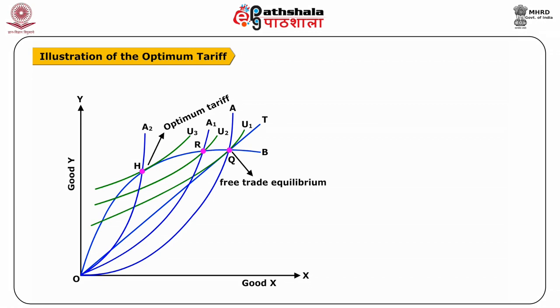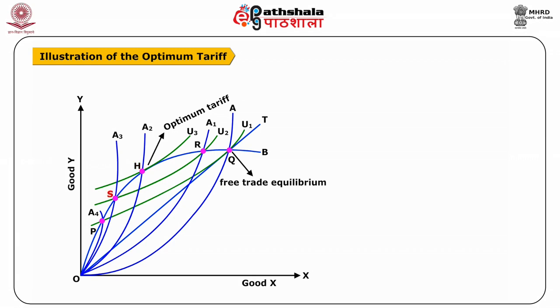Now the question arises, what will happen if nation 1 continues increasing its tariff beyond the point H? By doing so, the nation is going to reduce its welfare. By further increasing the tariffs, nation 1 shifts its offer curve from OA2 to OA3. This causes the trade equilibrium position to shift from point H to S. At point S, the terms of trade are better for nation 1 than they were at point H.